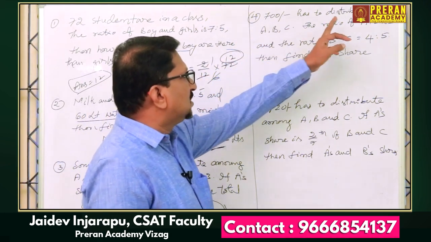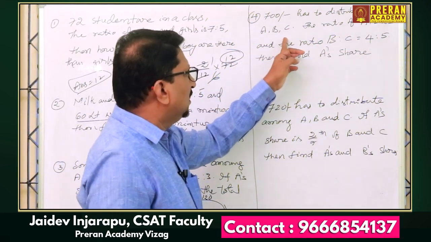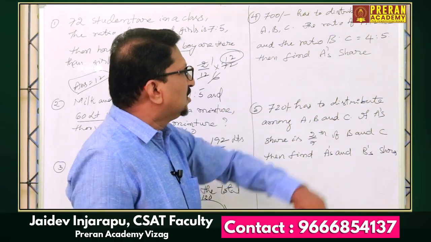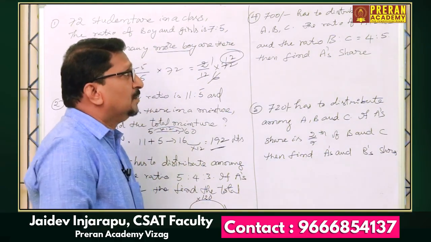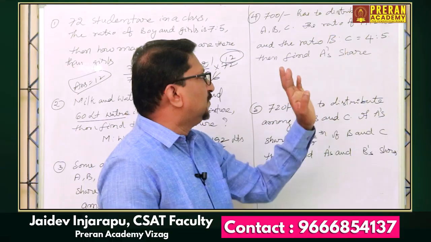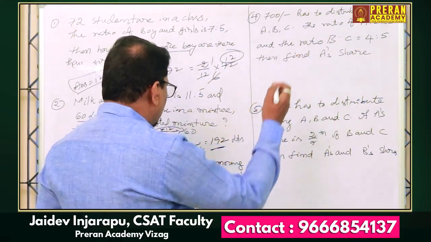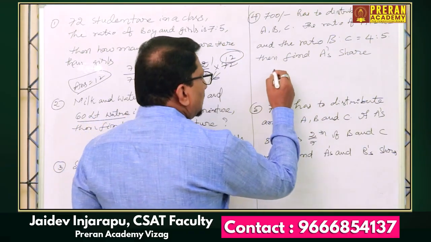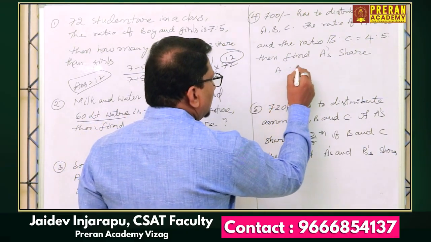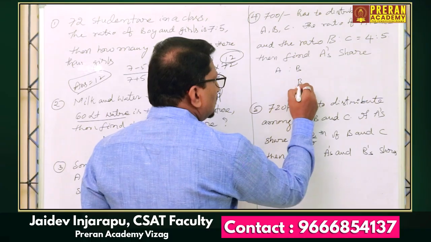700 rupees has to be distributed among A, B, C in the ratio A is to B equal to 2 is to 3, B is to C equal to 4 is to 5. Then find A's share. Now here there are two different ratios. What has he given? A is to B, similarly B is to C.